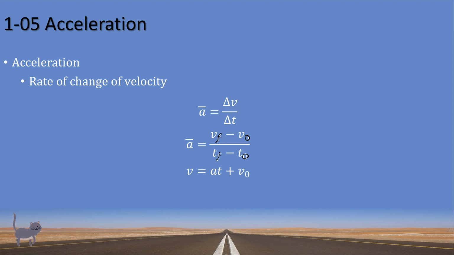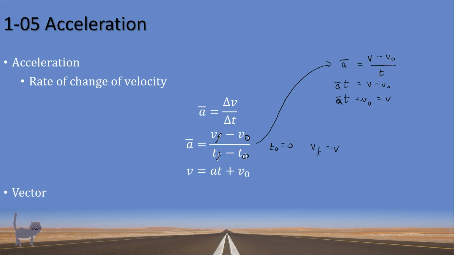So if we say, let's make some things. Let's say t0 is 0, and let's say Vf is just V. If I take this equation, we'd end up with that. If t0 was 0, and the Vf was just V, multiply by t, and then add the V0, you get that the final velocity is the acceleration times time plus the initial velocity. That's that last equation there.